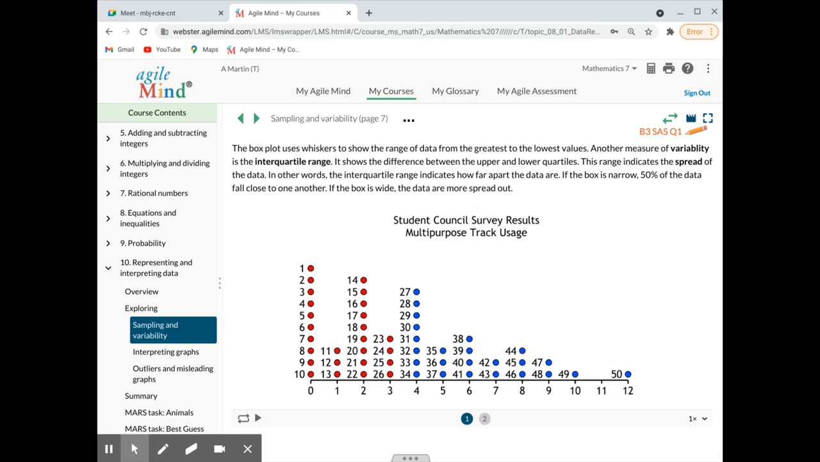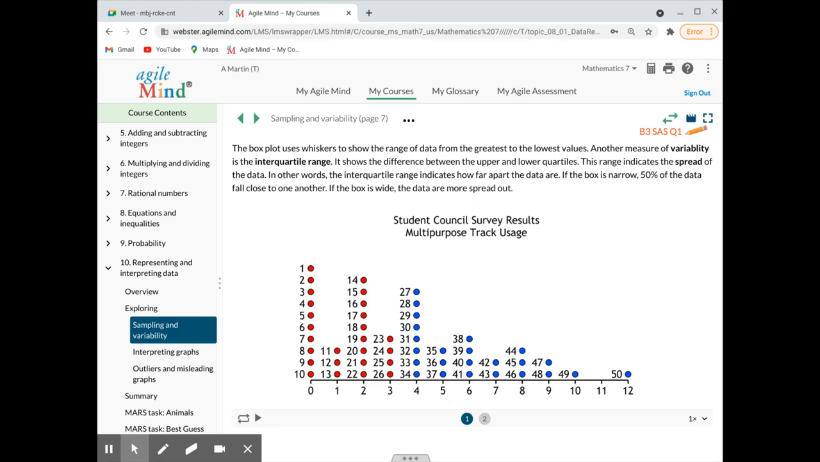So, the first thing that I want us to focus on, I want us to look at this student council survey results that we looked at last Friday, which was in block 2. So whenever we did this, we found a mean of 3.64 and we had a median of 3. So with that being said, what does the mean tell us about this data?